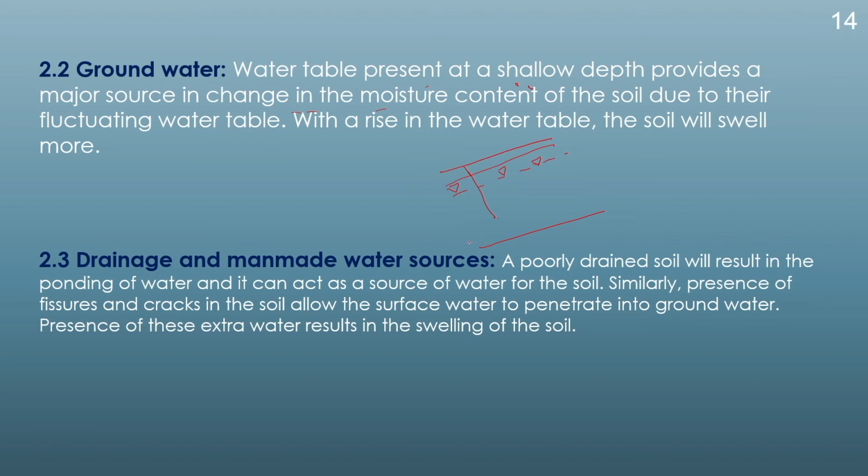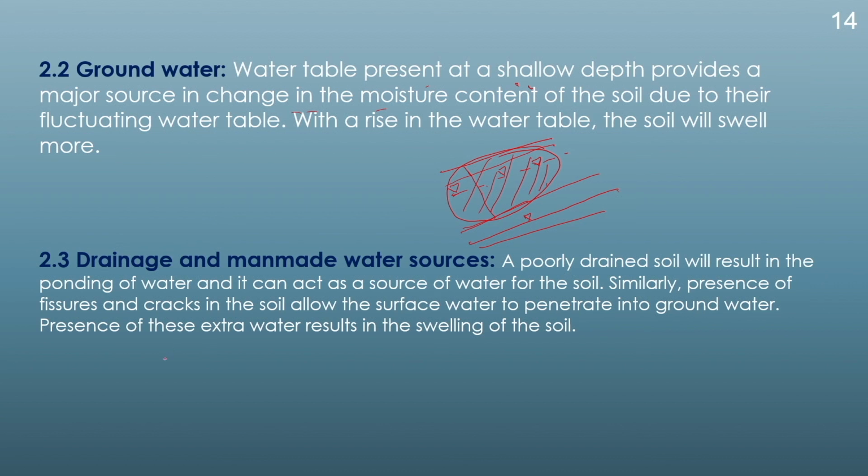If the water table is located at a very large depth like this one, any change in the water content or water table depth will not bring a change in the water content of the active zone. Therefore, the swelling of this portion of the soil will not be that affected. But if the water table is located at a shallow depth, then any small change in the water table depth, the soil in the active zone will also undergo a moisture change and the swelling will be more.